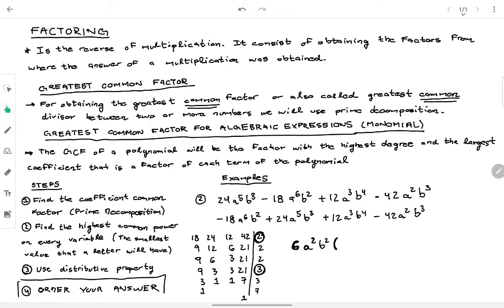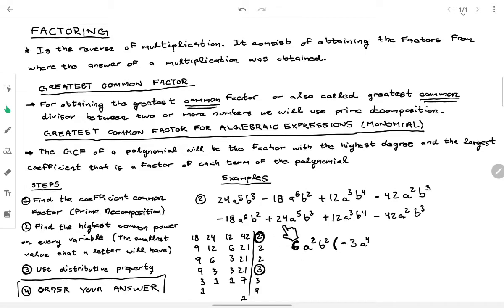So let's see. When we got minus 18a to the 6 b squared, 6 to become minus 18, I need to multiply it by minus 3. Yes? In the case of letters, a squared to become a to the 6, we need other 4 of them. So it's going to be a to the 4. In the case of b, we have b squared, we have b squared, so we don't need anything. So let's go with the second one.